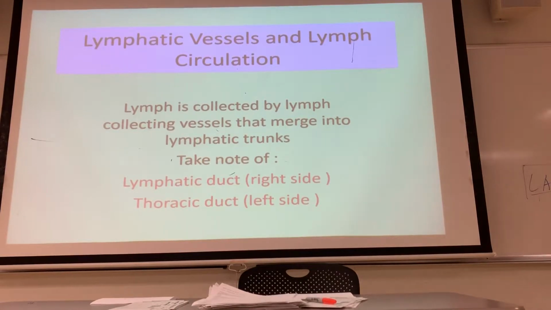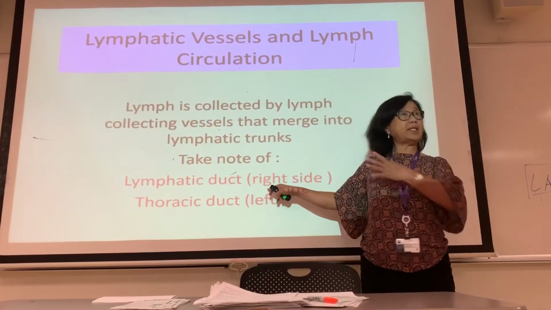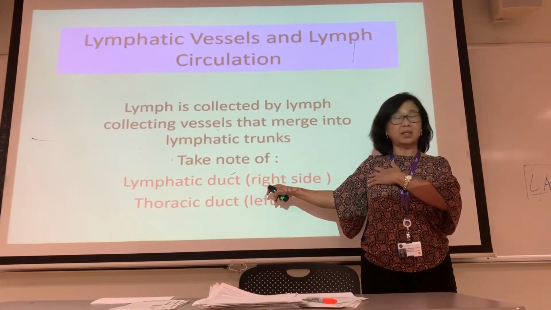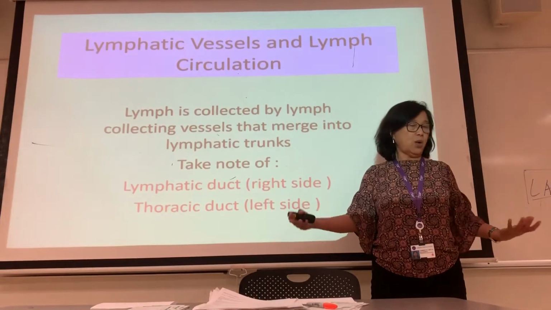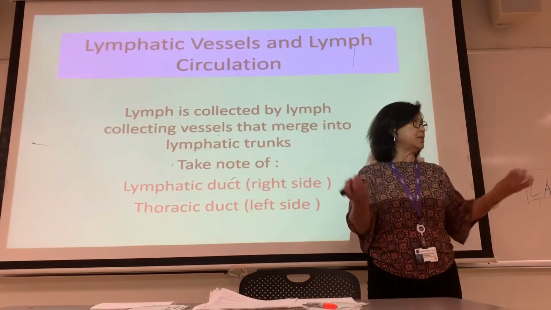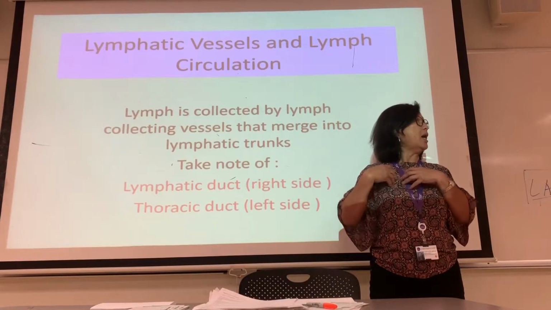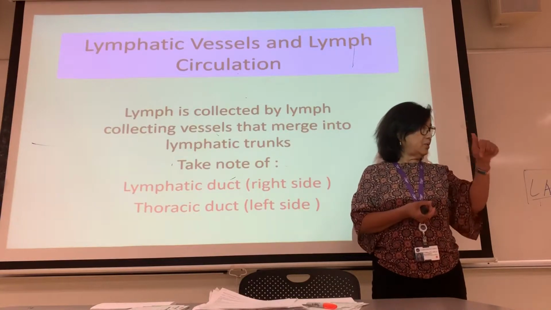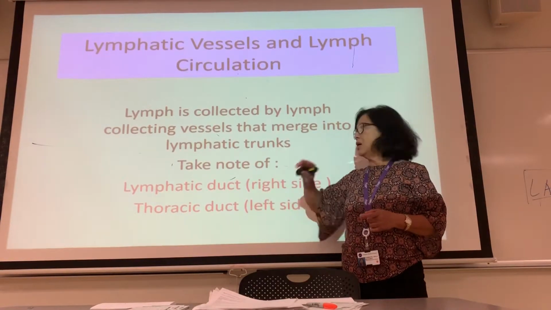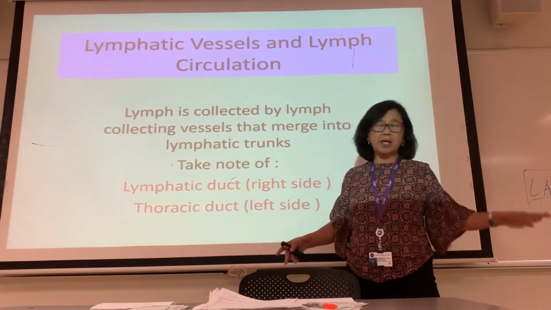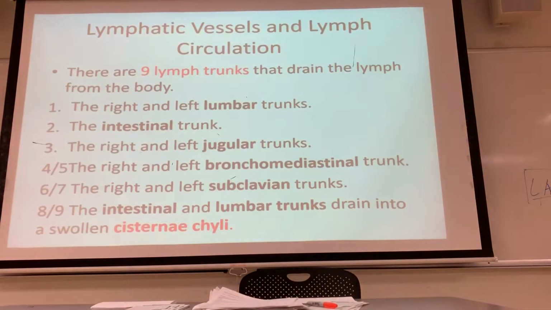The big ones: the lymphatic trunk or lymphatic duct on the right side, and then the thoracic duct on the left side. These two big ducts go into the brachiocephalic vein, to the subclavian vein, and then join the blood in the right atrium. So these are the two. Memorize these: lymphatic duct, right, and thoracic duct, left side. So write it.